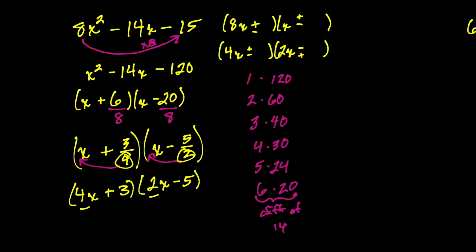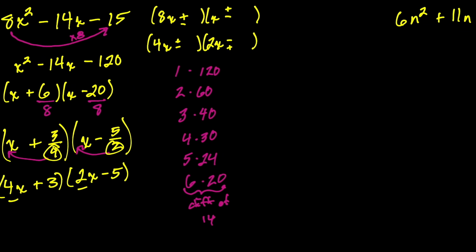We didn't have to do anything too complicated there. But we can check it. 4x times 2x, 8x squared, minus 20 and plus 6x is the minus 14x. And 3 times minus 5, that's our minus 15. So I thought that was kind of cool the first time that I ever saw it. So let's look at one more just for good measure here.